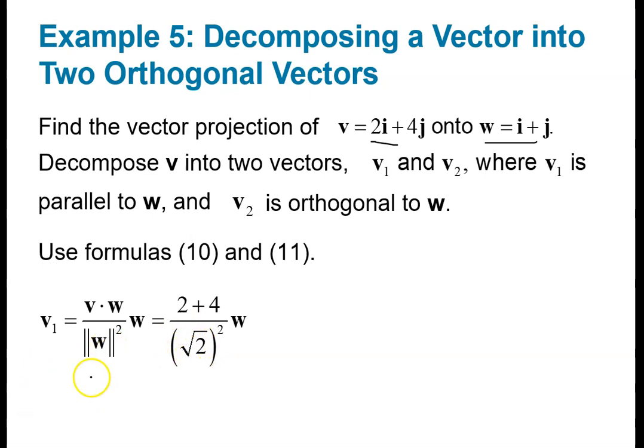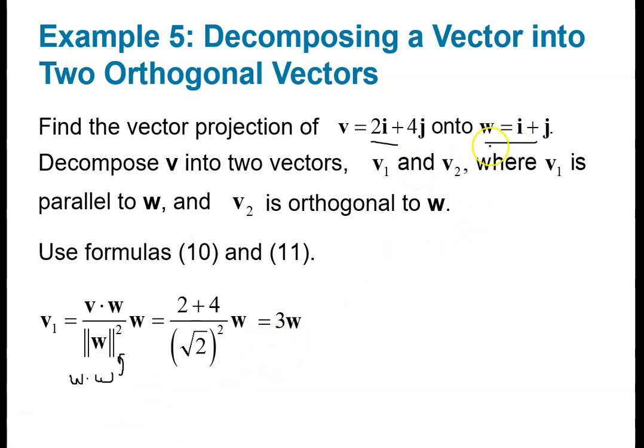You can also think of it as W dot W. We talked about that before. So 1 times 1 plus 1 times 1 would be just 2. So this is going to be 2 plus 4, 6 over 2. 6 over 2 is 3. So V1 is just 3W. And now we're just going to subtract.